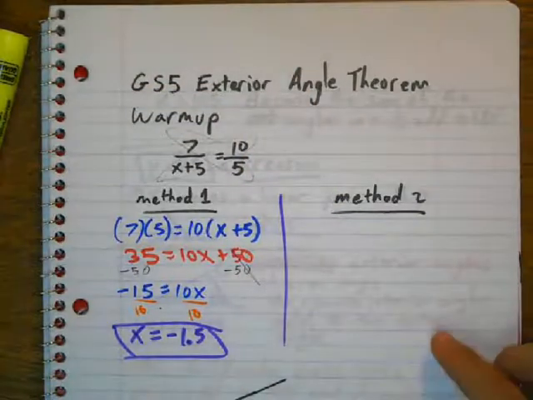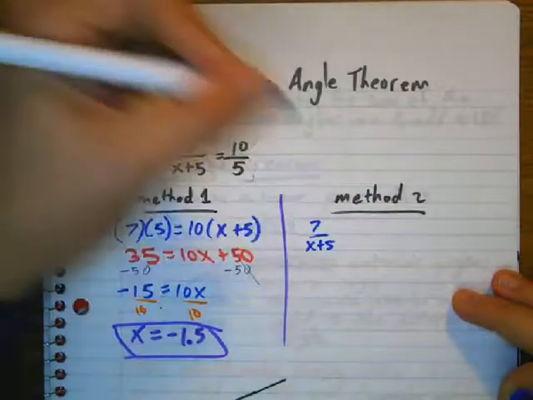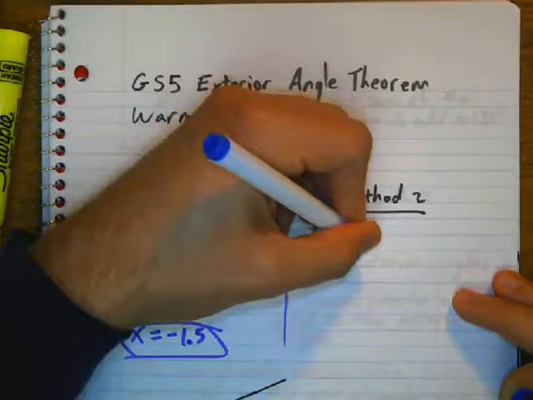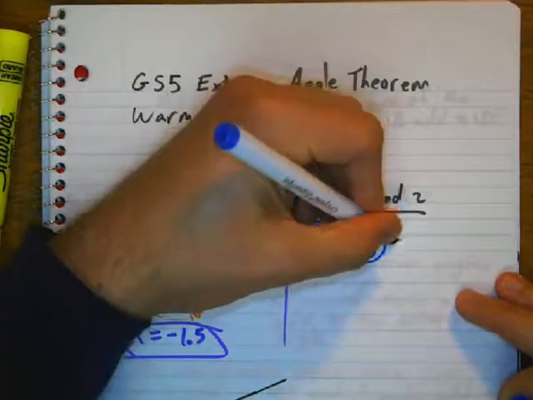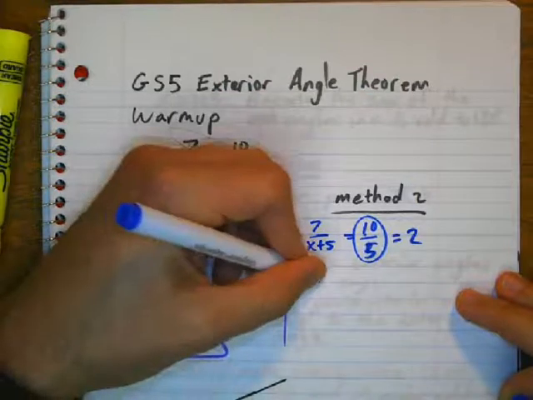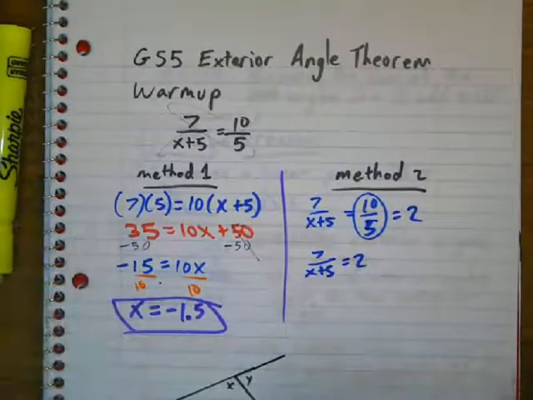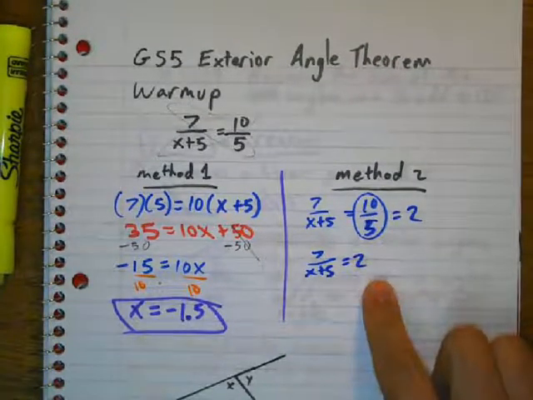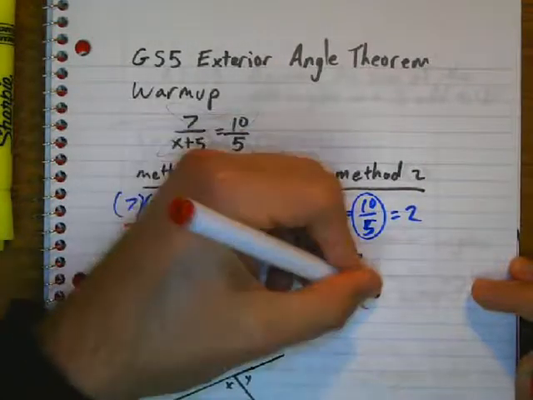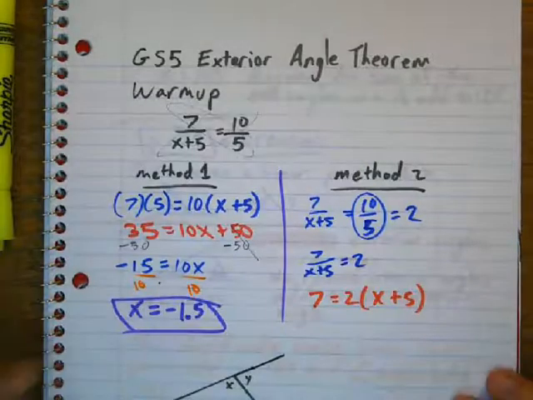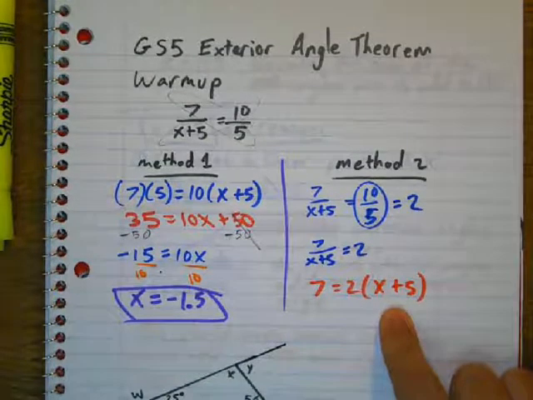Now, an alternative way to do this is I could say, okay, let's look here. We've got 7 over x plus 5 equals 10 over 5. You know 10 divided by 5 is equal to 2, right? So if I've got 7 over x plus 5 equals 2, then I can multiply both sides by x plus 5, and then I get 7 equals 2 times x plus 5, right? If I multiply both sides by x plus 5 to make that go away. And then I can do distributive property with the 2.